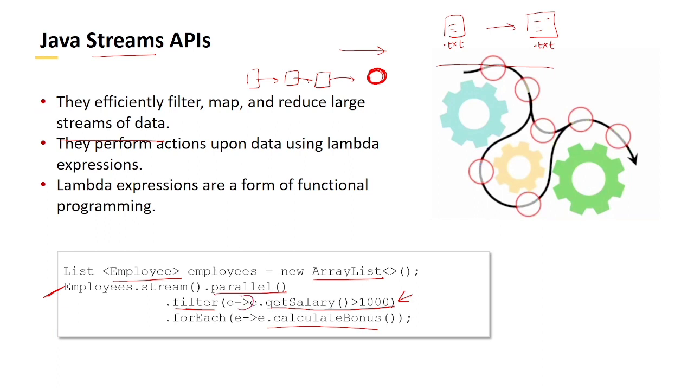This arrow is actually known as the lambda expression that I talked about. Lambda expressions are a form of functional programming, so it uses functional programming and gives you results quickly. Again, this is all part of advanced Java, but for the sake of completeness we are doing this, so that you have the knowledge and are able to understand things.